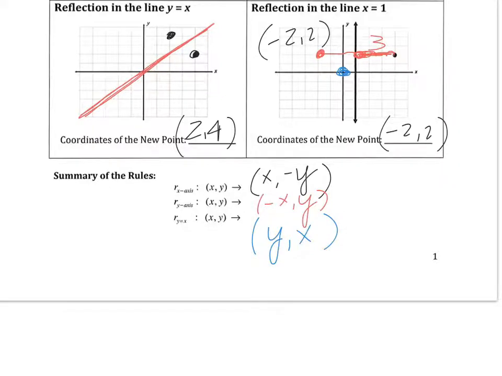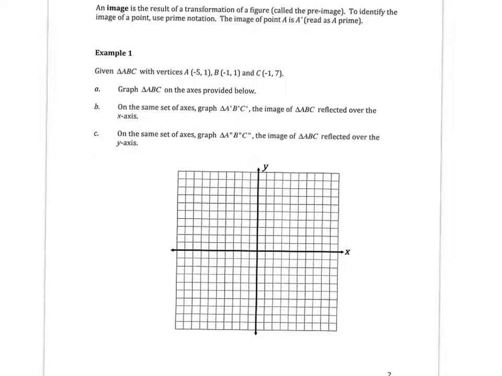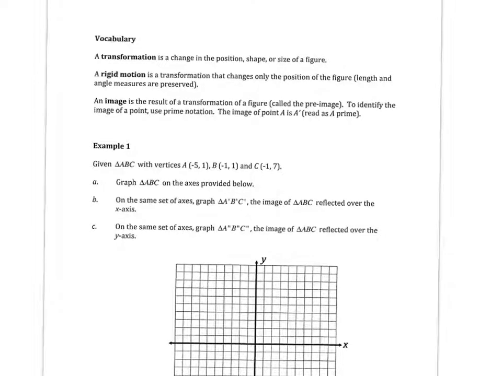Moving on to the next page. So this is an interesting one. It talks about, first of all, a transformation. A transformation is a change in the position, shape, or size of the figure. A rigid motion, that's very important in Common Core geometry. A rigid motion is one that changes only the position of the figure, and the length and the angle measures are preserved. And then the last one, an image, is the result of a transformation of a figure called the pre-image. So that's what I was talking about before, where we had A and A prime. So the image of point A is A prime.